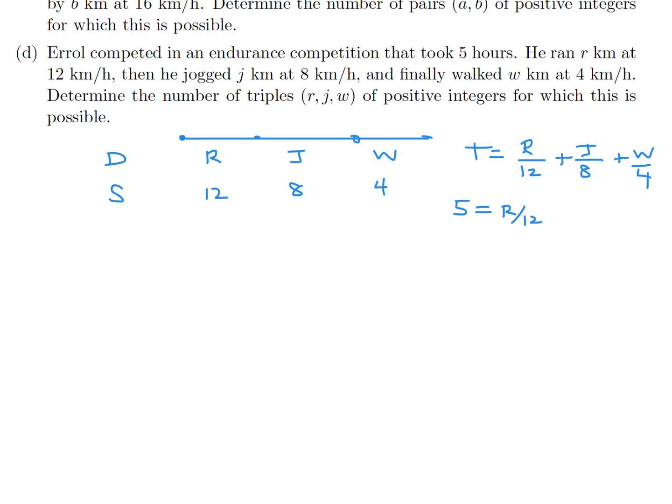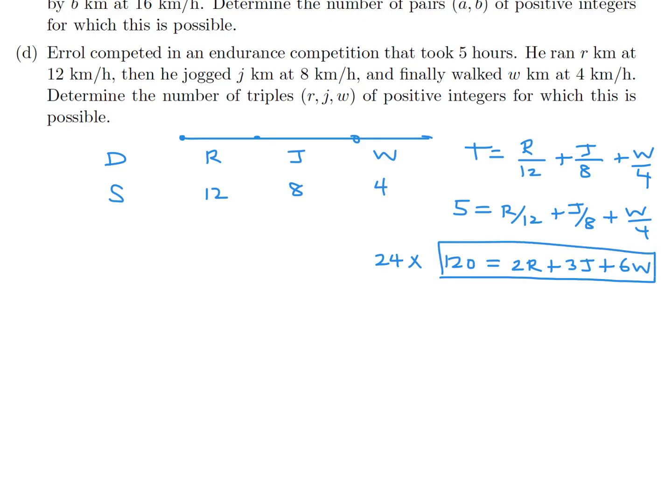So again, I guess we have to play around with this equation. The first thing we're going to do is try to get a common denominator, which I think maybe 24 would do. If I multiply through by 24, I'll get 120 is equal to 2R plus 3J plus 6W. Okay, so this is the equation that I have to now work with.